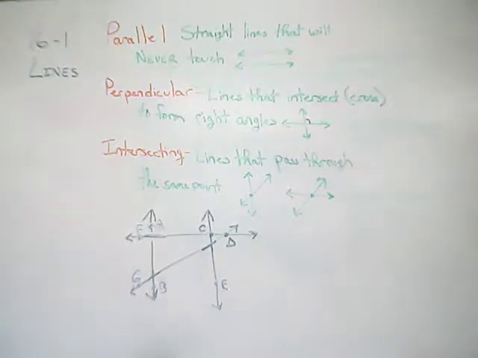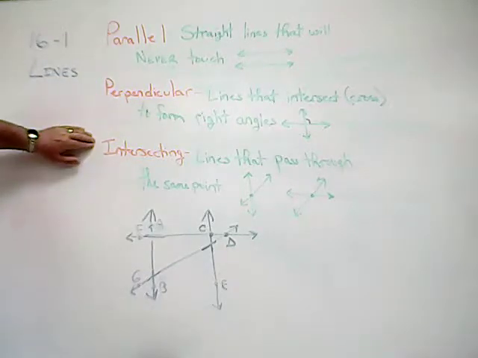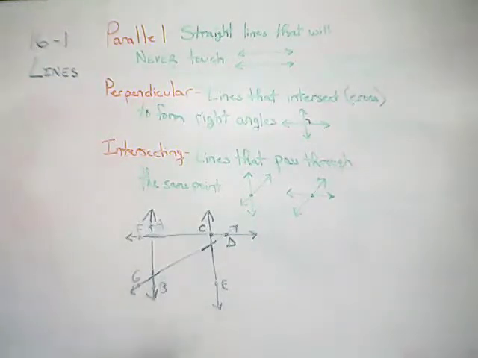Chapter 16 is going to talk about three different things: lines, angles, and shapes. So today we're going to focus on 16-1, which talks about the three types of lines. There are three kinds of lines that we're going to discuss: parallel lines, perpendicular lines, and intersecting lines.